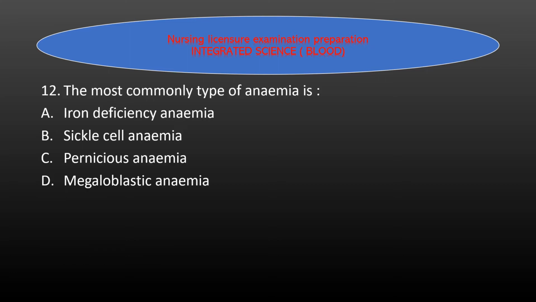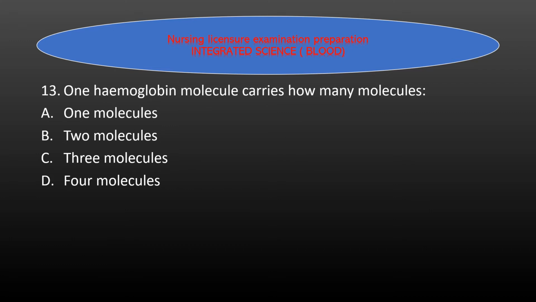Question number 12. The most common type of anemia is option A iron deficiency anemia, option B sickle cell anemia, option C pernicious anemia, option D megaloblastic anemia. And the correct answer is option A, that is iron deficiency anemia. The most common type of anemia is iron deficiency anemia.